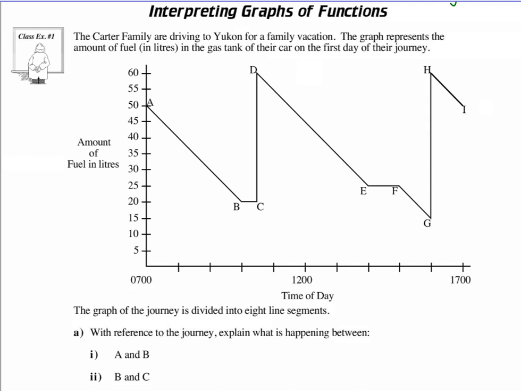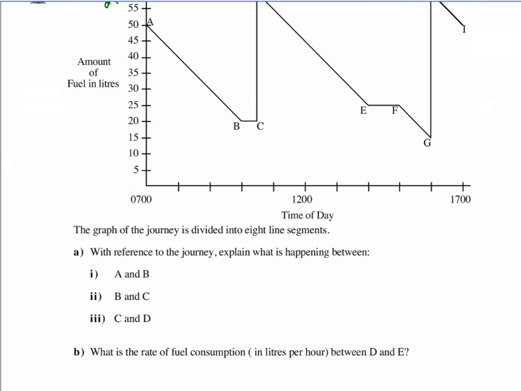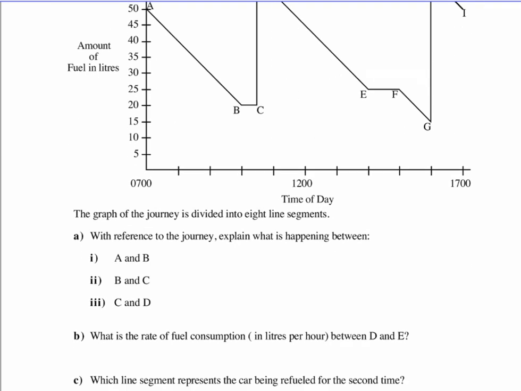All right, so let's look at this one. It says the Carter family are driving to Yukon for a family vacation. The graph represents the amount of fuel, so that would be our dependent variable, in the gas tank of their car on the first day of their journey. So time is the independent. Okay. So notice how they have these little letters there, and they're dividing it into 8 line segments. So with reference to the journey, explain what's happening between A and B.